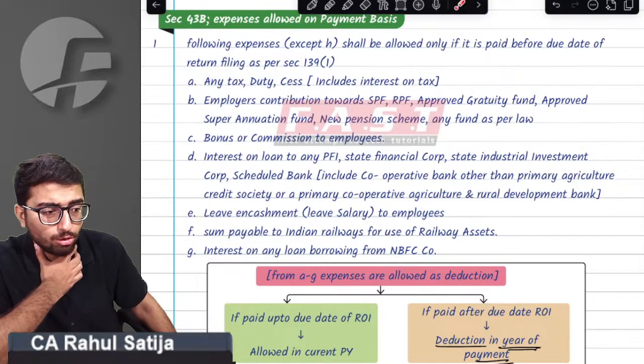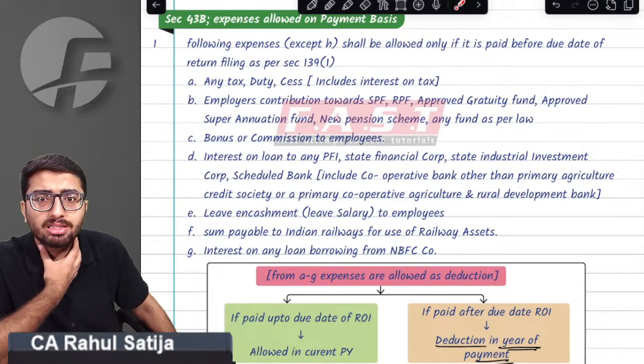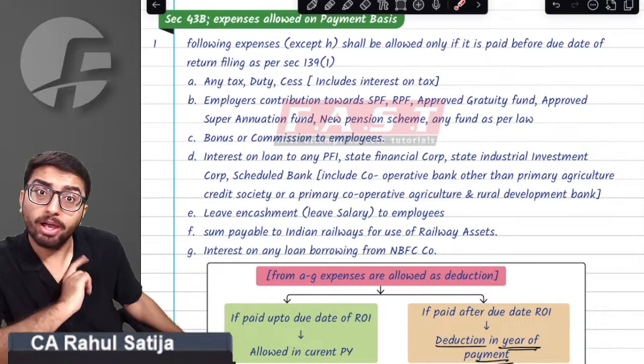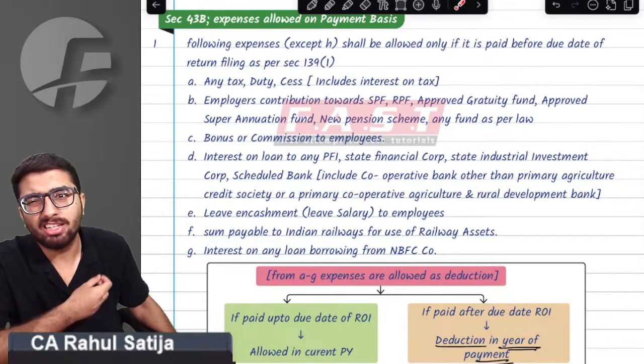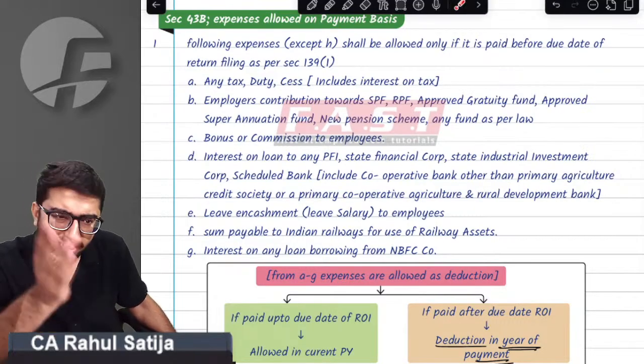Sir, why GST? GST is never debited to P&L. Now why will that be disallowed if we do not pay? It is never even allowed. Why will that be disallowed? Can anybody answer?